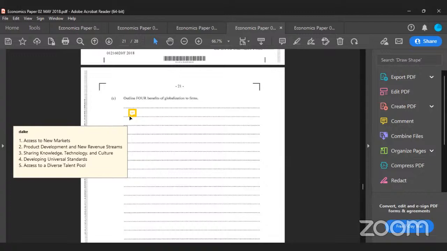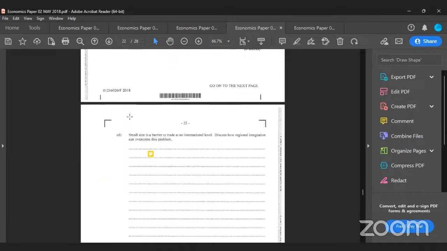Part 4, it's easier to develop universal standards, which are good for consumers, because if you get this food from America or you get this food from Australia, you know this is good food, right? And furthermore, you also have access to a diverse talent pool, because you have access to more persons across the world who can bring various things to the table in terms of functioning at a company.